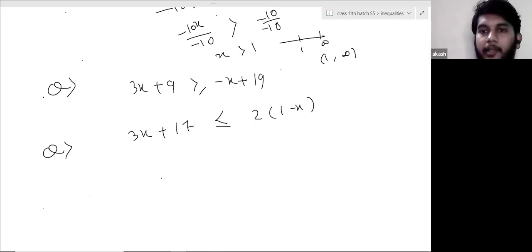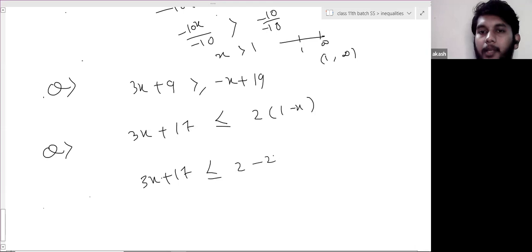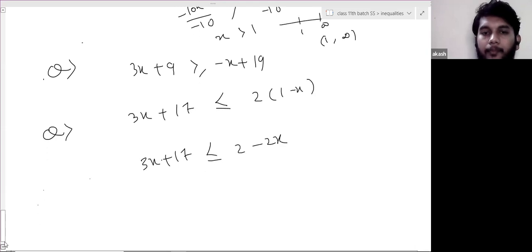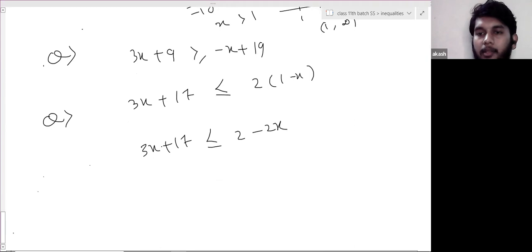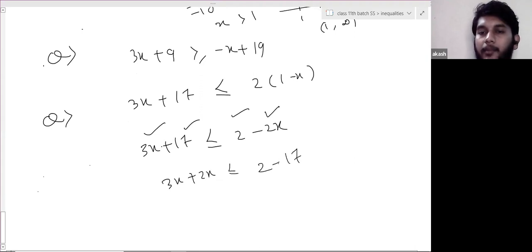All right. Both of you are getting different answers. Let's see. So this is 3x plus 17. This is 2 minus 2x. Yes or no? This step here is just multiplying the brackets. This 2x can go to this side. This 17 can go to this side. 3x plus 2x is less than equals to 2 minus 17. This is 5x is less than equals to minus 15. So x, if we divide, then less than equals to minus 3.